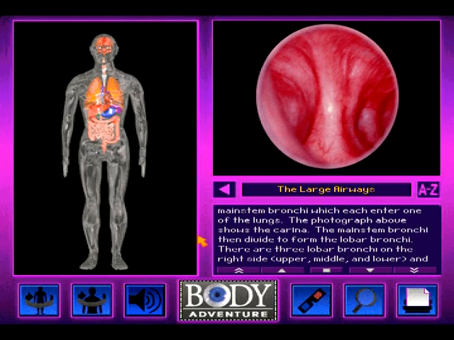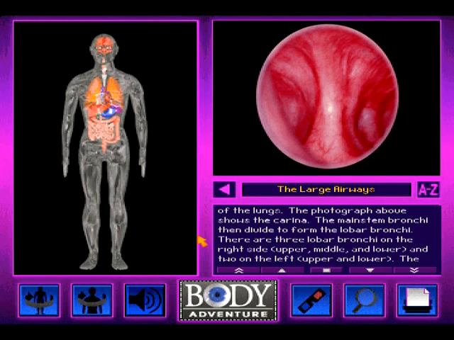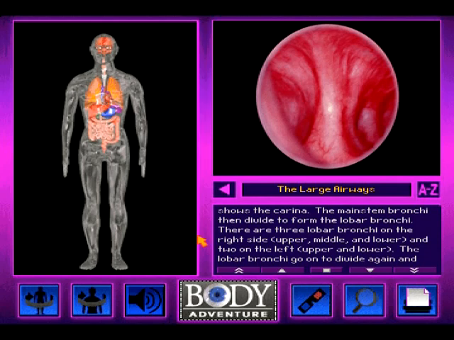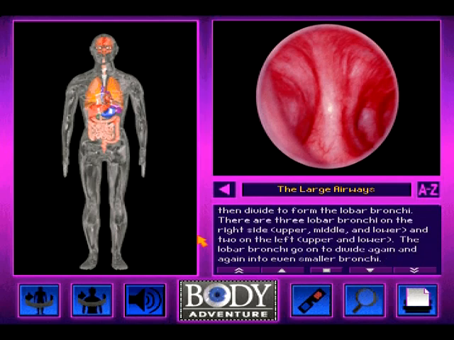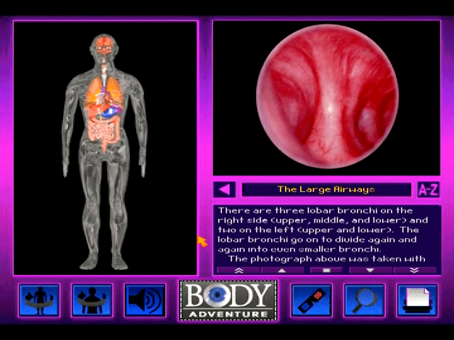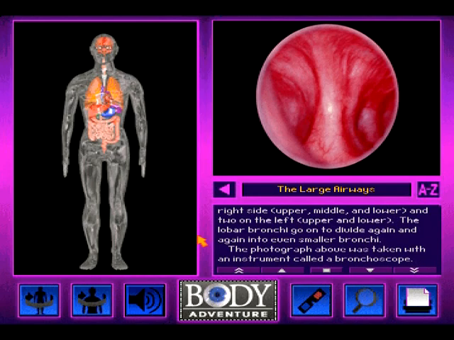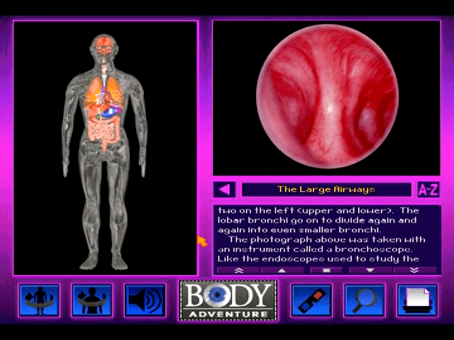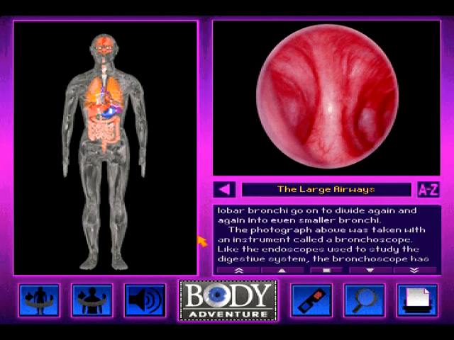The mainstem bronchi then divide to form the lobar bronchi. There are three lobar bronchi on the right side, upper, middle, and lower, and two on the left, upper and lower. The lobar bronchi go on to divide again and again into even smaller bronchi.